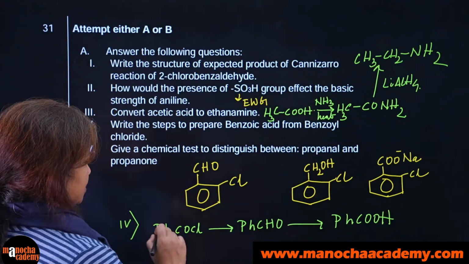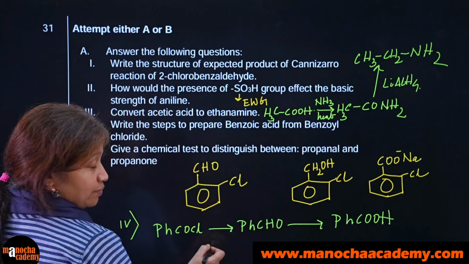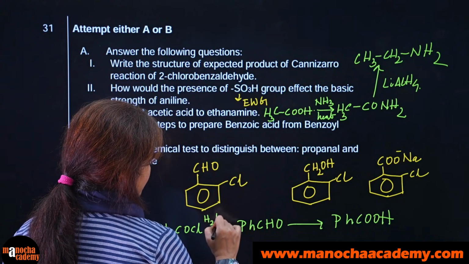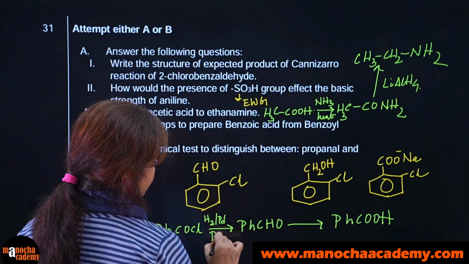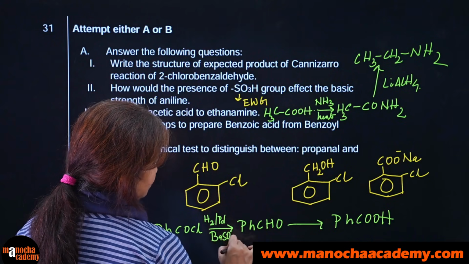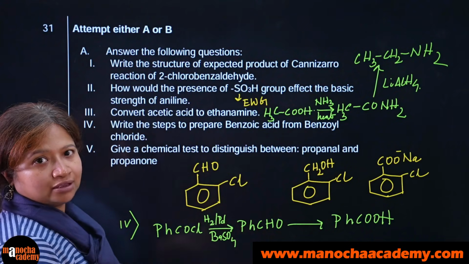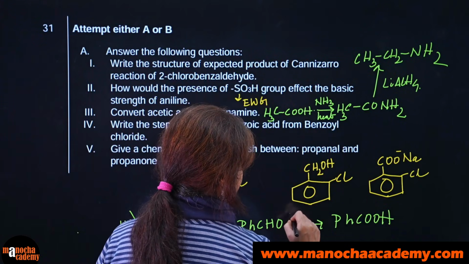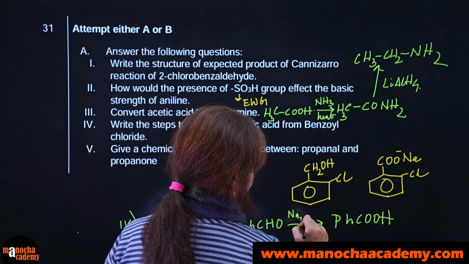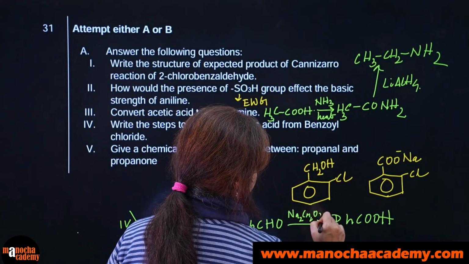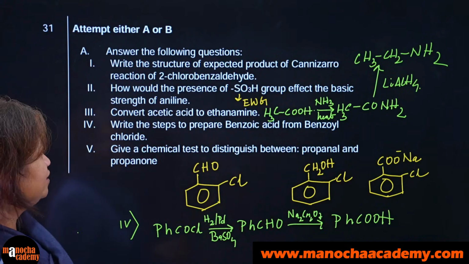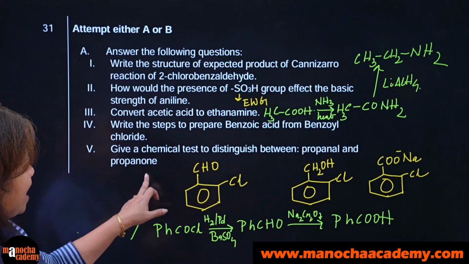Okay. This is Rosenmund reduction. Here you use hydrogen, palladium in presence of barium sulfate. You get this, and this, with any strong oxidizing agent like acidified sodium dichromate, Na2Cr2O7. Only thing is, acidified you have to write. You get this. Okay. Give a chemical test to distinguish between propanal and propanone.